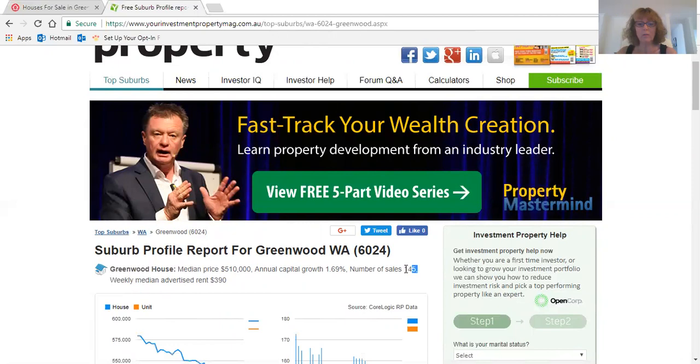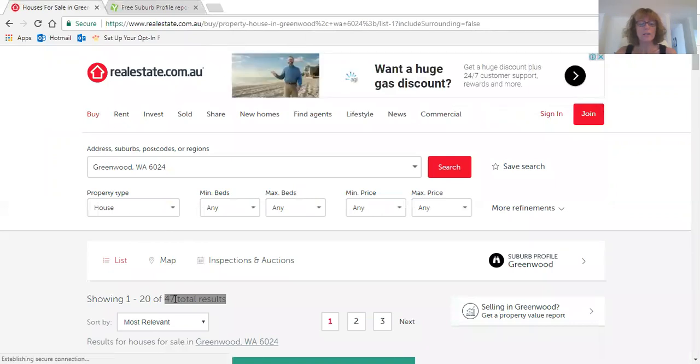But the number that we're looking for here is the number of sales that have happened in Greenwood for houses in the past 12 months. 145 houses have sold in Greenwood and there's currently 47 houses on the market for sale. So that would indicate that there is more demand in Greenwood than there is supply. So that could be a suburb to start looking in for your renovation.